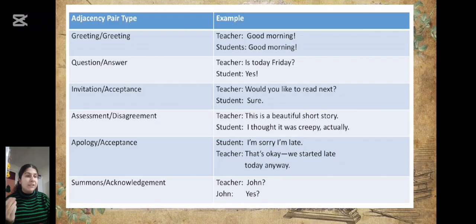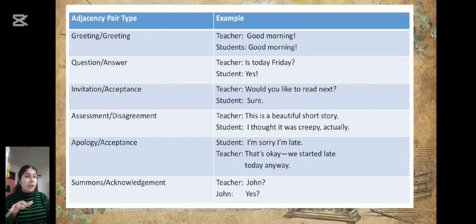Then adjacency pair types, for example greeting and greeting. The teacher says good morning everyone, and students reply good morning, because that is the answer they should give. Then question and answer. For example, the teacher says, is today Friday? And the student responds yes. Then invitation and acceptance. Would you like to read the text? Would you like to read next? Sure, or not.